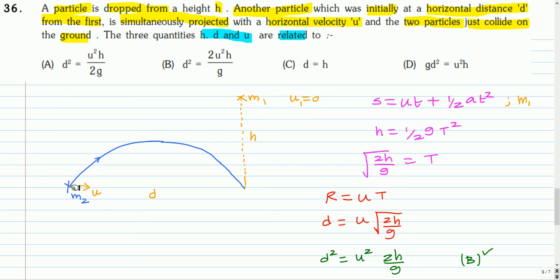The velocity component along the horizontal direction of the second particle is u. So using the equation of motion, s equal to ut plus half at square, for particle m1, s is h, initial velocity is 0 and time is capital T. So from this we get the capital T as square root of 2h by g, and this is the time of flight for this projectile because both of them meet here. So the range is u into t, and range is d, which is u into the time of flight. So squaring we get d square equals u square into 2h by g. So the correct option is option B.